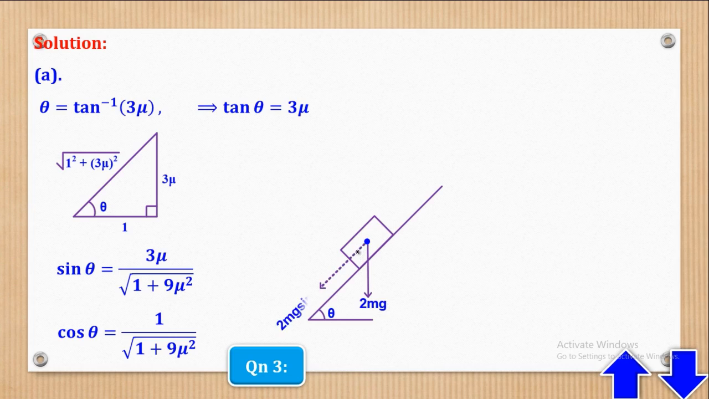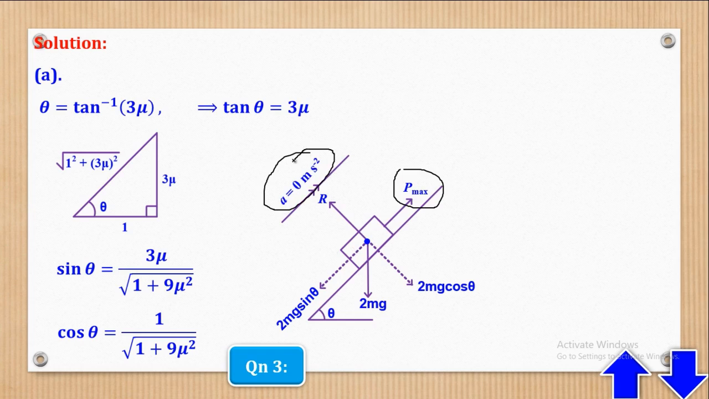Component parallel to the plane is 2 mg sine theta. Component perpendicular to the plane is 2 mg cos theta. The normal reaction will be R. So the force which is parallel to the plane will be P max, and it is acting upwards according to the question. Then the acceleration is also upwards. Remember, it said at the point of moving upwards, therefore acceleration is 0. Because moving upwards, friction will act downwards.